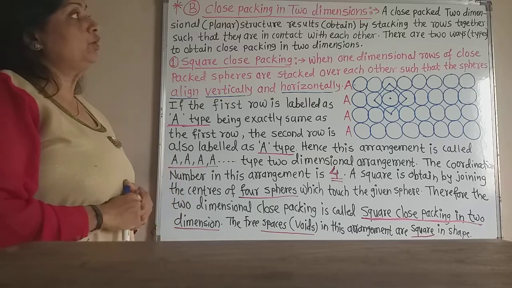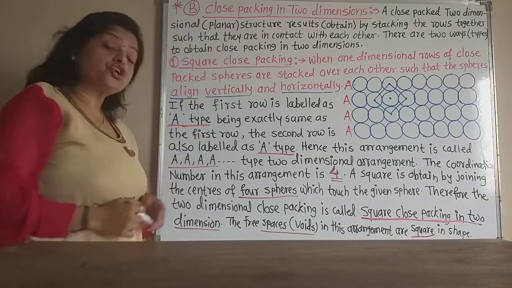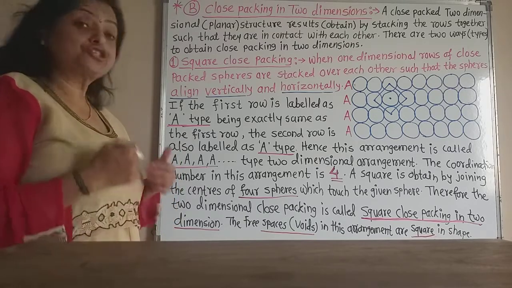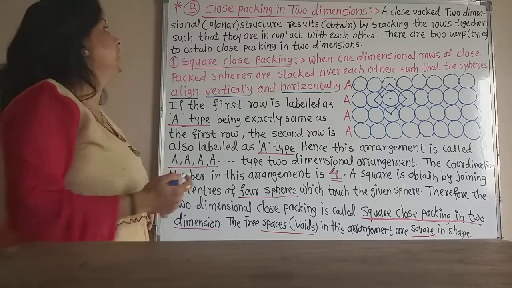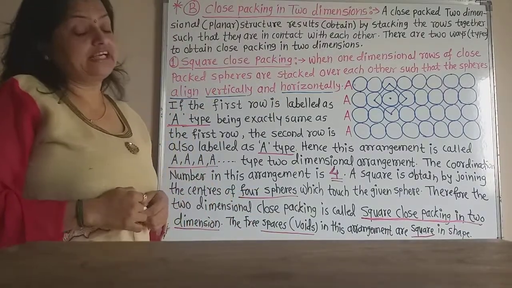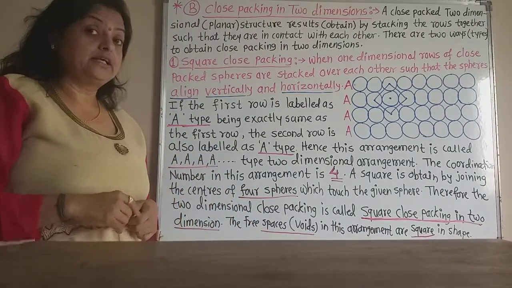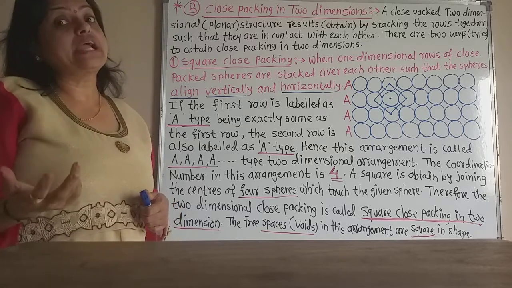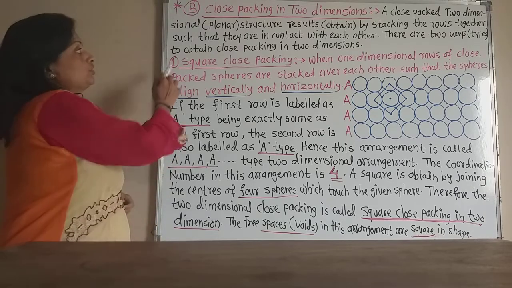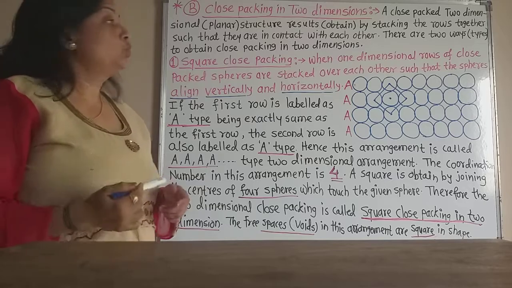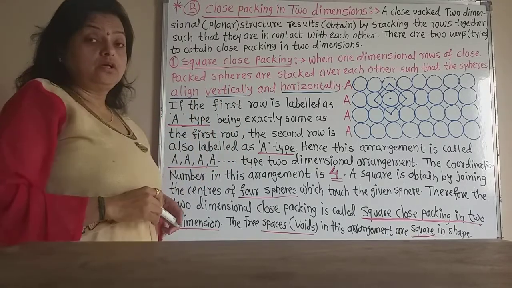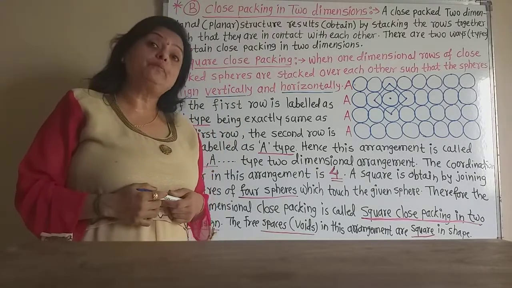A close packed 2-dimensional structure, 2-dimensional meaning planar structure, is obtained by stacking the rows together such that they are in contact with each other. That means the rows are in contact with each other. Then we obtain the planar or 2-dimensional close packing structure. There are 2 ways to obtain such close packing in 2 dimensions. The first one is the square close packing. Why it is called the square close packing, we will learn now.